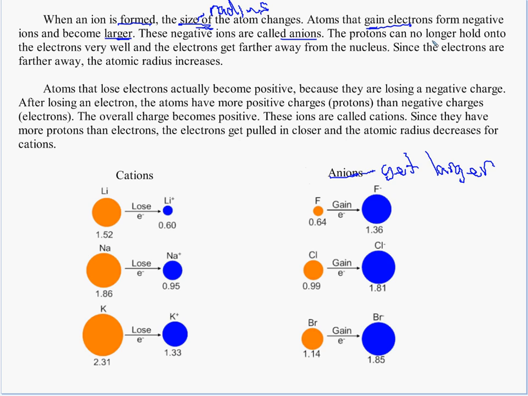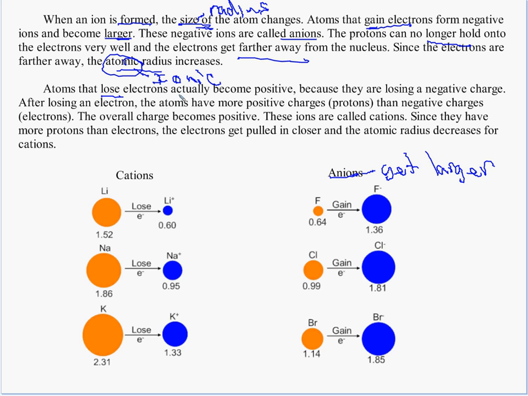It says protons can no longer hold on to the electrons very well, and the electrons get farther away from the nucleus. Yeah, okay. I mean, if you have like 5 dogs that you're trying to take care of, they're gonna escape. They're gonna get farther away, I guess. Okay, atomic radius increases. But really, it wouldn't be atomic anymore, right? It would be ionic radius.